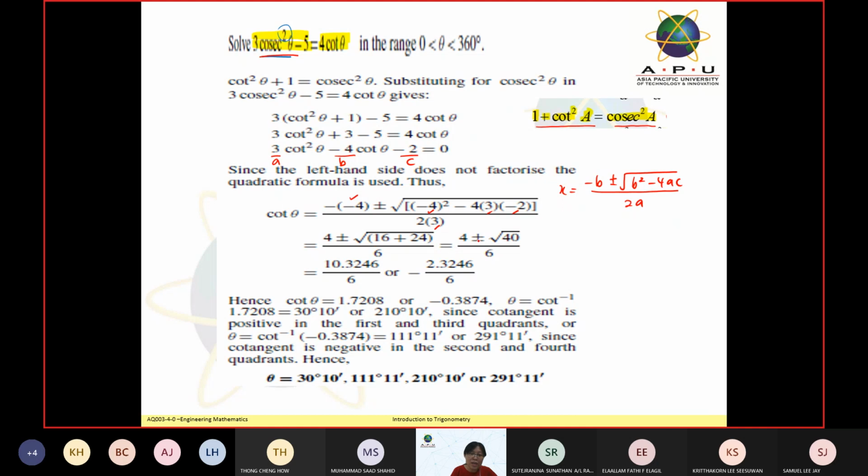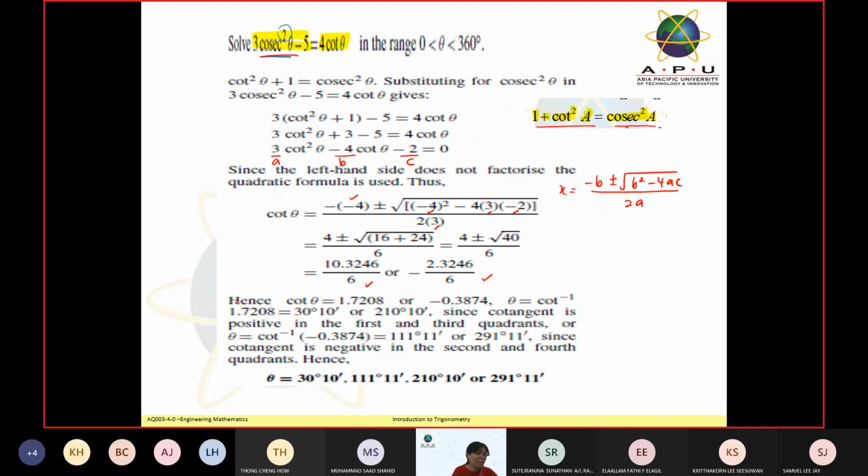When we calculate this value, we have 4 plus minus square root of 40 over 6. So we have 2 possible answers, right? One is a plus, one is a minus. So we can get this answer or this answer. Let's calculate the first one, 10.3246 over 6.